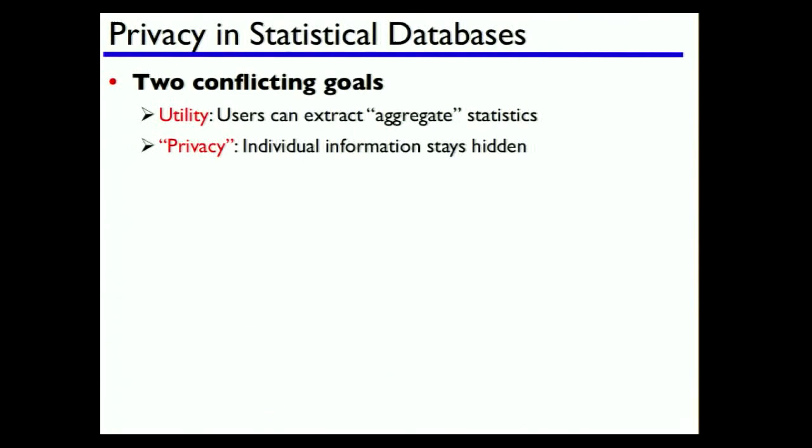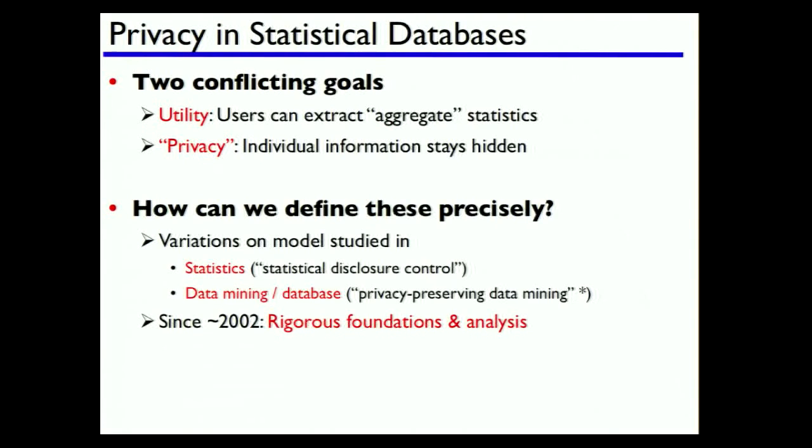All right, so we basically have two conflicting goals. On one hand, we want to get as much utility out of these data sets as we can. On the other hand, we'd like information that's specific to individuals, whatever that means, to remain hidden. So the theme of the first at least half of this tutorial, more like two-thirds, is going to be how can we define this question precisely, and what are the challenges involved in formalizing it?